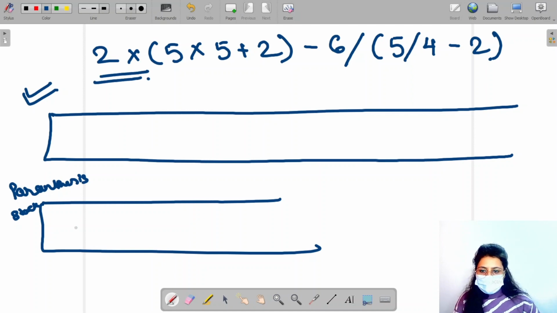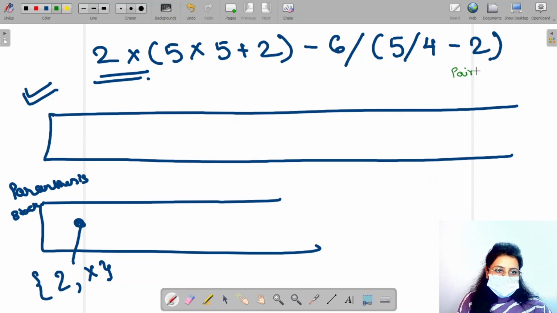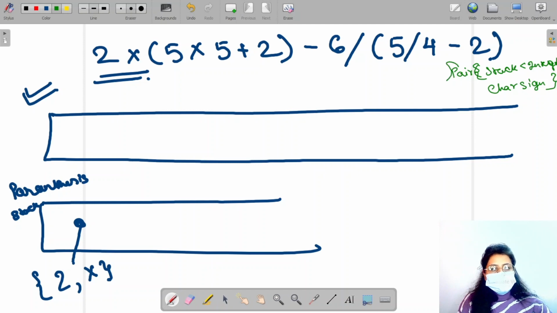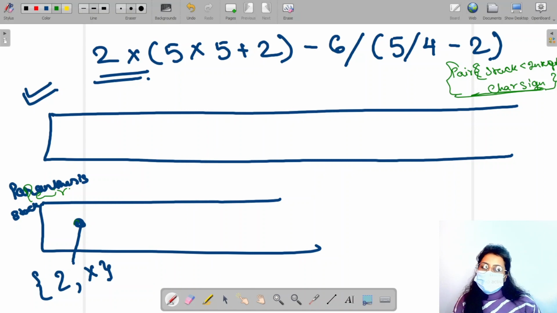So this will take place here and we have a pair class of 2 into. So what we'll have, we'll make a pair class of stack of integer type. And we have a sign, character sign. So these will be created in the pair class. This is our pair class. So this will contain 2 and the sign.